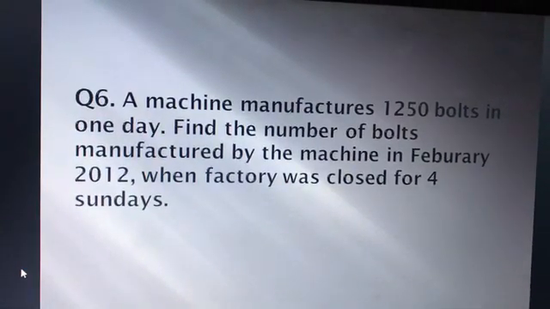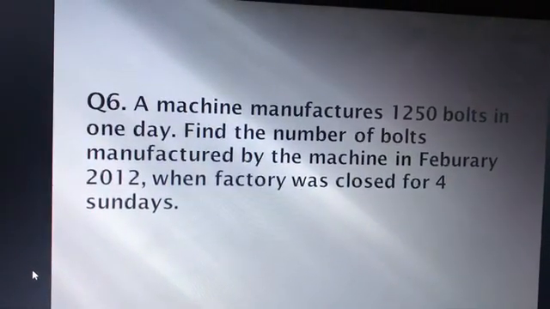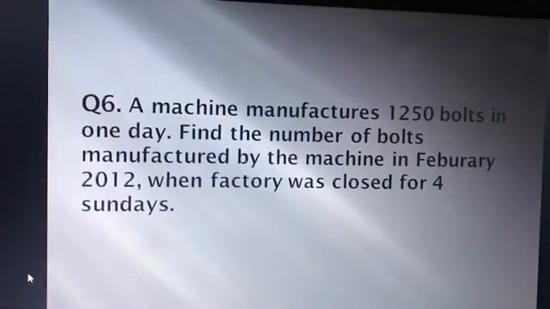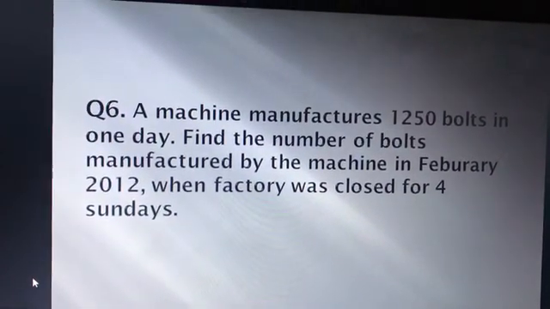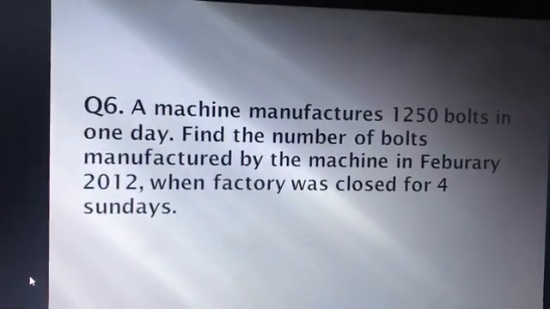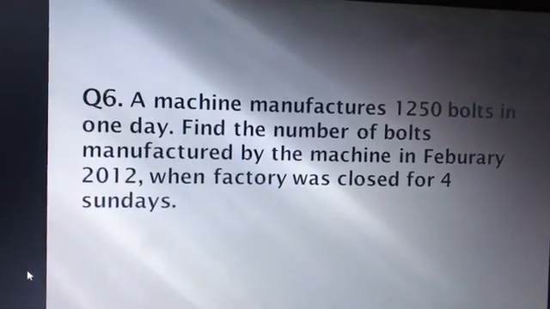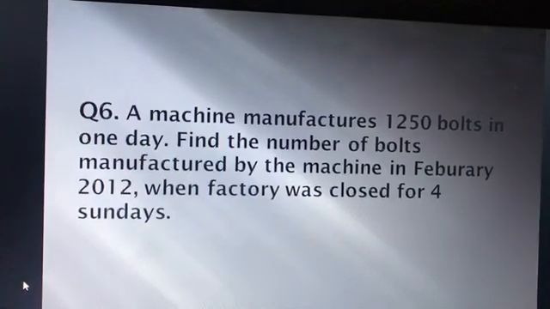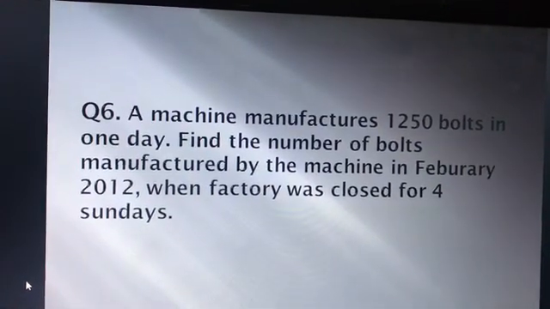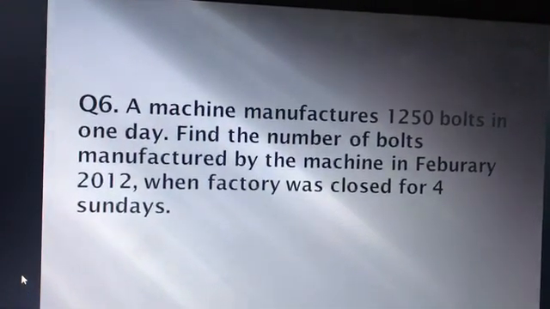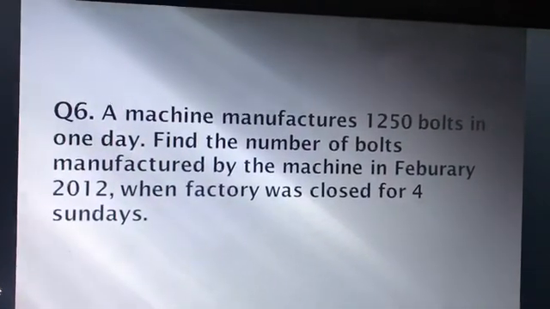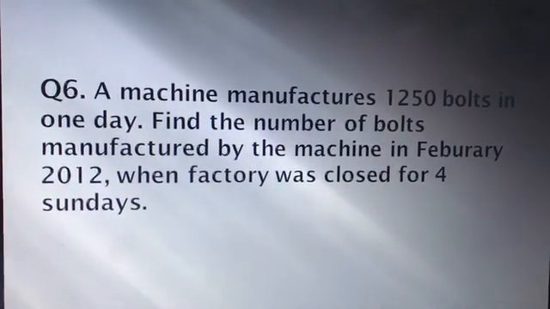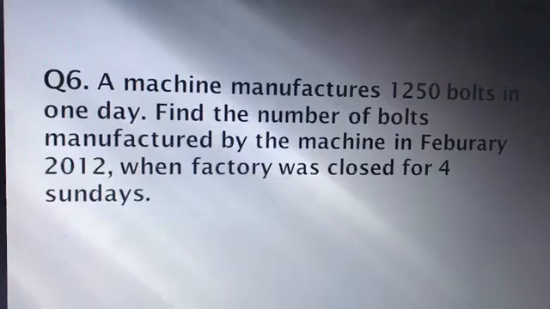So, after finding the number of days in February 2012, you will subtract 4 Sundays because the factory was closed for 4 Sundays. And then with the help of multiplication, you will find the answer, how many bolts were manufactured in February 2012. So this question is also a homework for you.